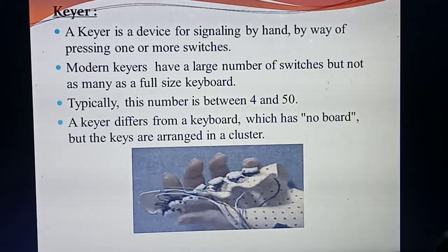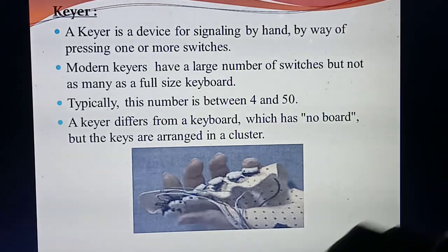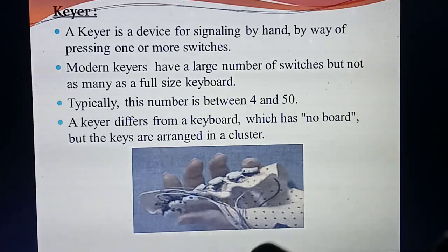The keyer will contain only some number of switches. That white color portion is there now. Have you seen this white color portion? These white color button-like structures are there, no? These we call switches. So this keyer we can call which kind of device? Input device. Using our hand we can press one or more switches.